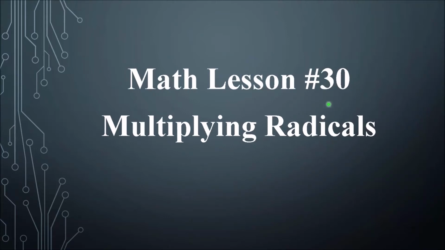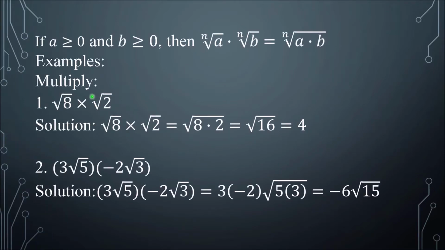Math lesson number 30. Multiplying radicals. If A is greater than or equal to 0 and B is greater than or equal to 0, then nth root of A times nth root of B is equal to nth root of A times B. So meaning to say, we just need to multiply the radicands.